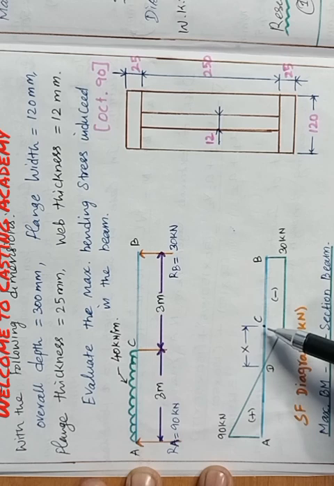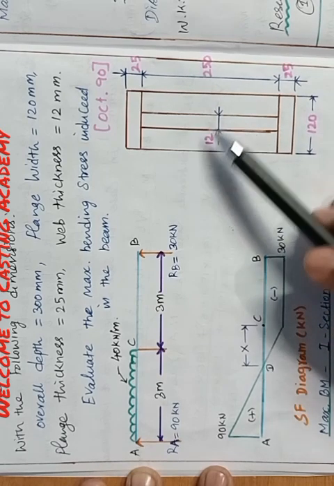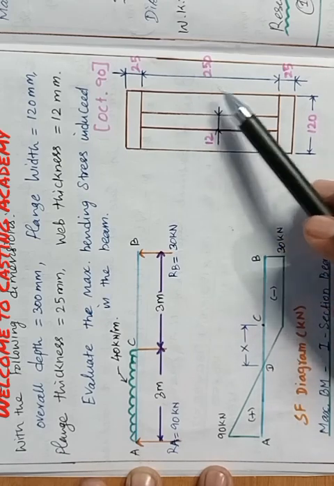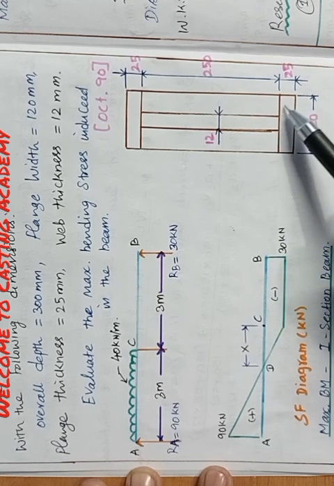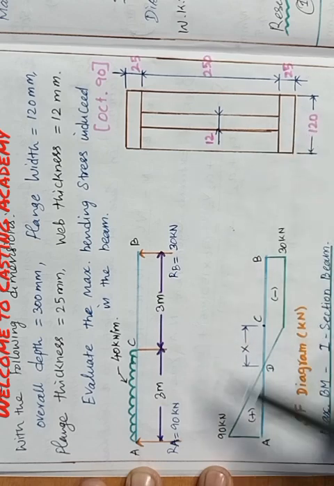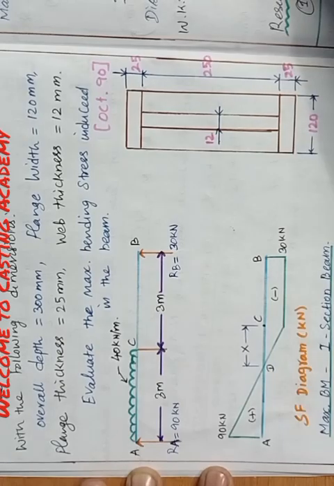So from C, the point D is at distance x. Where shear force is 0, the bending moment will be the maximum. The cross section of the beam is like this. Web thickness is 12, overall height D equals 250 and width equals 120. So this is the figure for the problem.